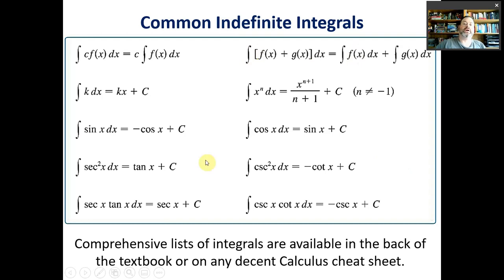All right. Oh, and if you want a larger list of integrals, there's a list in the back of the book. Your calculus cheat sheets would have them. Just Google it. Lists of integrals are not hard to come by, let's put it that way.